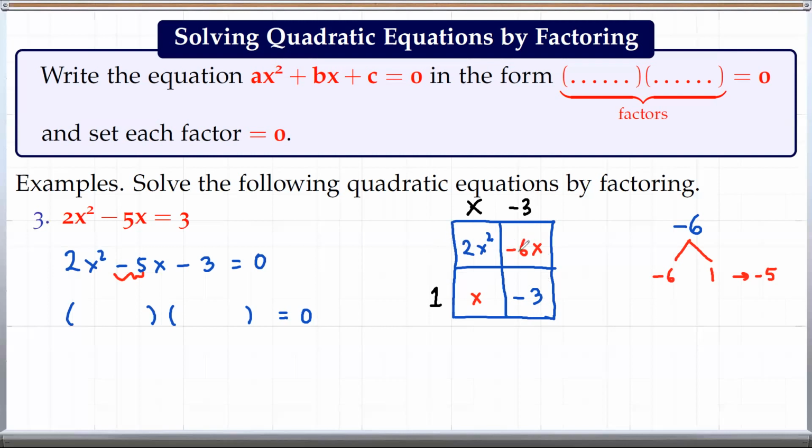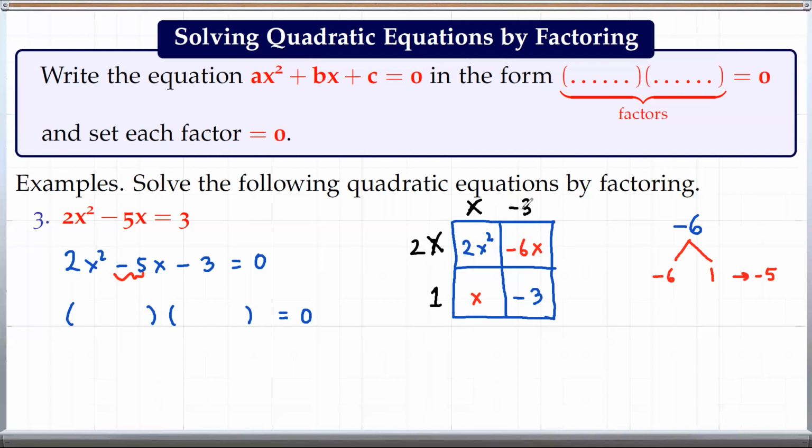Now we move to the first row. So we already have x here. So we need something over here so that when you multiply that times x, you get 2x squared. So x is already there. So we need one more x to get x squared. And we need 2 over here because we have 2x squared. So we need 2x over here. And the last one should work out itself.